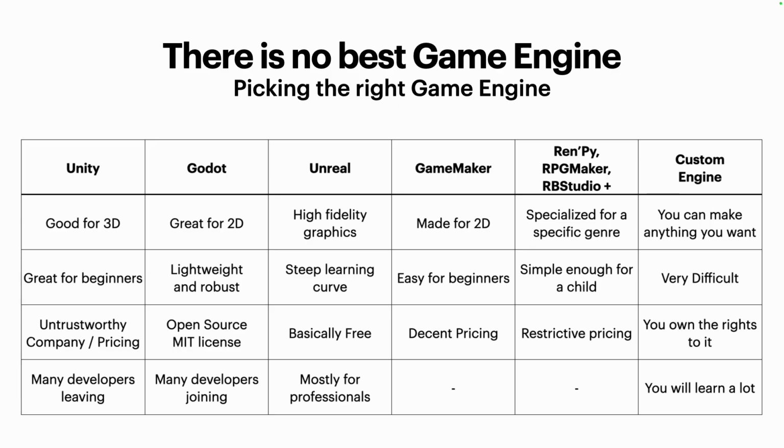The interesting stuff are these last 2 columns. RenPy, RPG Maker, Roblox Studio. These are all very unique. They're specialized for a specific genre. So for example, RenPy is only visual novels. You cannot make anything else with RenPy. RPG Maker is only RPGs. You cannot make anything else with them. And Roblox Studio is Roblox games. Simple enough for a child.